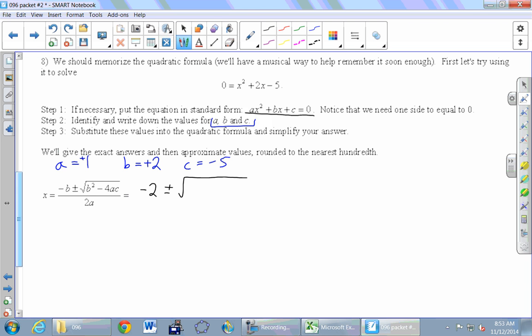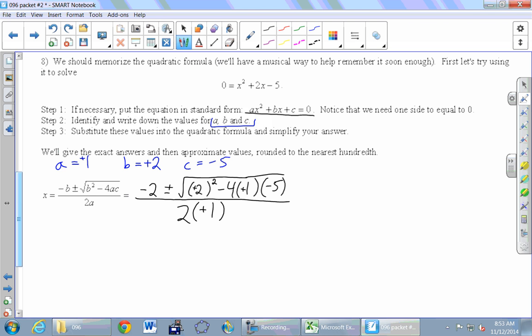Now, you're welcome to do this in your head if you want to, but I'm going to write all the details. So b squared is a +2 squared. And then -4 times, how much is a? +1. And how much is c? -5. So that's my b squared minus 4ac. All divided by 2a, 2 times +1 in this case. So there's the substitution step. All the a's, b's, and c's get replaced by numbers.